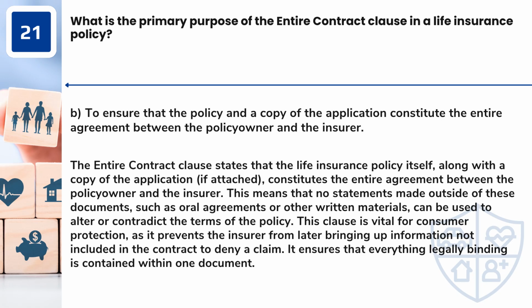Answer: B. To ensure that the policy and a copy of the application constitute the entire agreement between the policy owner and the insurer. The entire contract clause states that the life insurance policy itself, along with a copy of the application, if attached, constitutes the entire agreement between the policy owner and the insurer. This means that no statements made outside of these documents, such as oral agreements or other written materials, can be used to alter or contradict the terms of the policy.